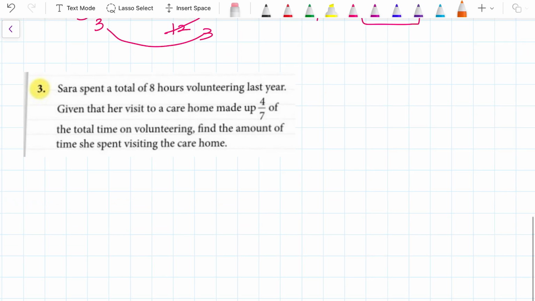Now, Sarah spent a total of 8 hours volunteering last year. Given that her visit to a care home made up 4/7 of the total time spent on volunteering, she spent, now it says 4/7 of the total time. Of means multiply. 4/7 of this is the total time that she has spent volunteering. So you cannot simplify this. 32 upon 7.